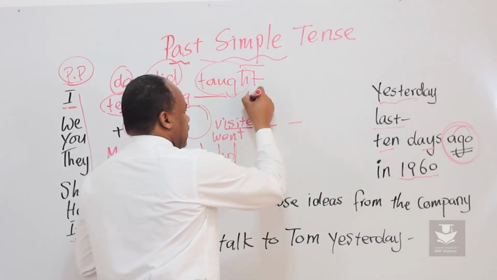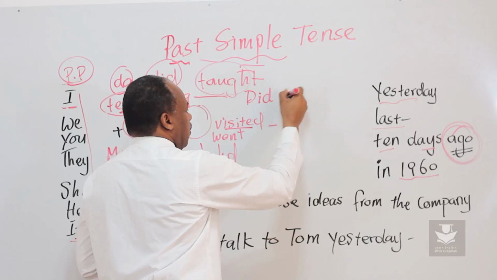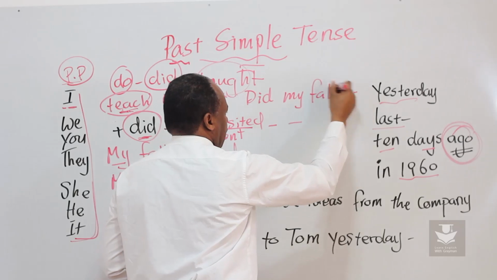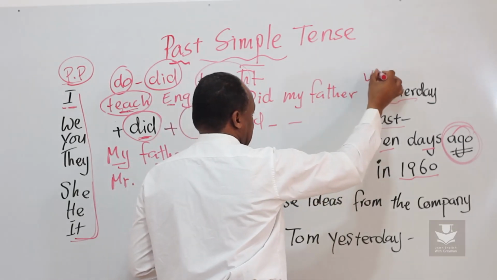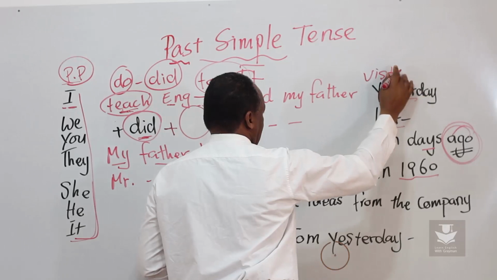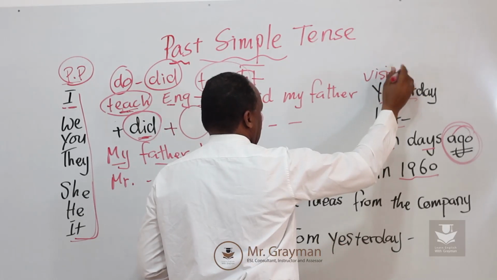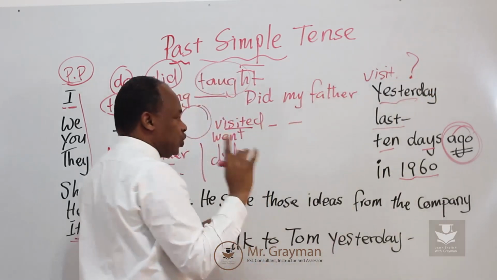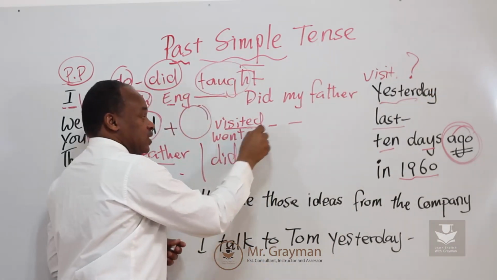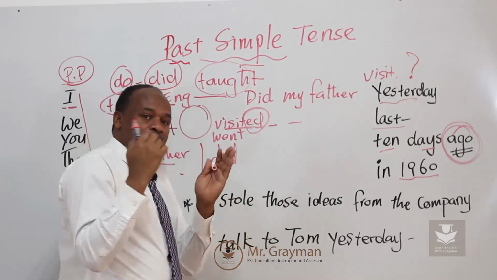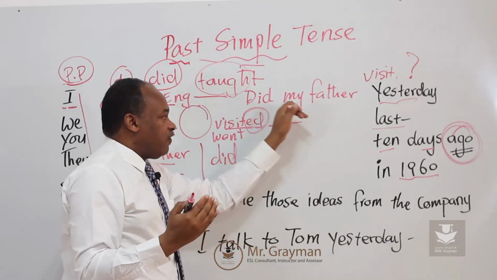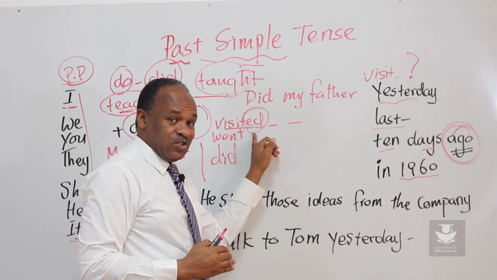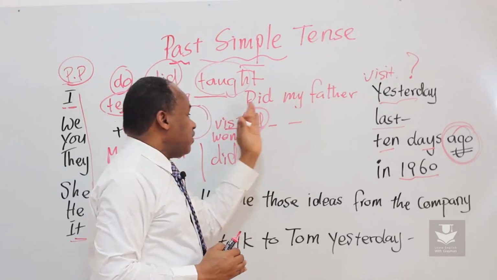I could say, did my father visit? Visit should be like that, only visit, okay? Visit England last year, and then I put a question mark. Make sure, here I said my father visited with ED. When you make the question, did my father visit? It should not be visited. That clear?